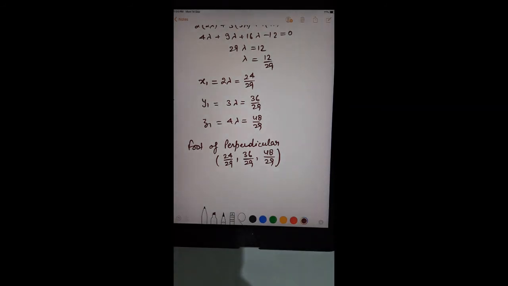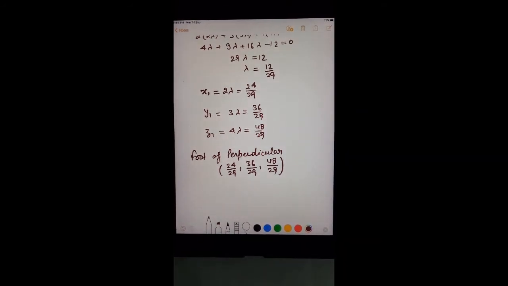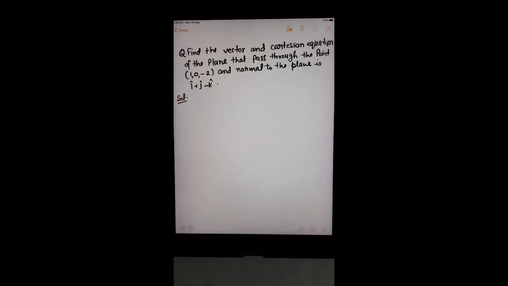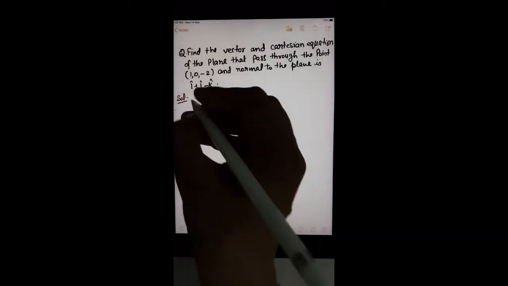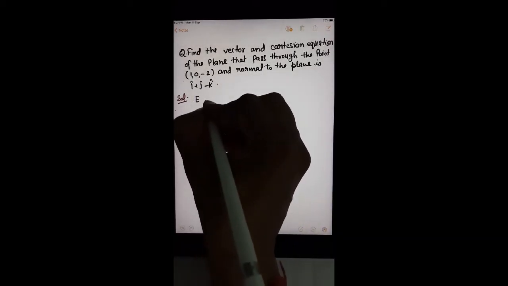If you have to find the length of perpendicular, then you can use the distance formula also and find the distance of O and P, but here only the foot of perpendicular was asked. So it is complete. Now the next question is, find the vector and Cartesian equation of the plane that passes through the point 1, 0, minus 2 and normal to the plane is i plus j minus k. It means a point is given from which the plane is passing, and a normal vector is given that is perpendicular to the plane.